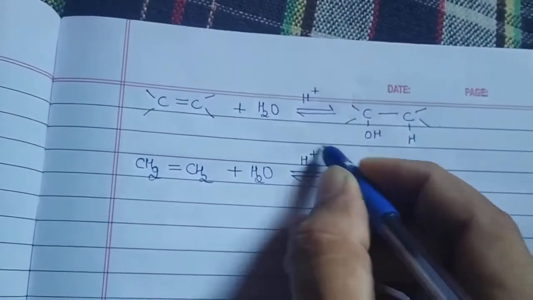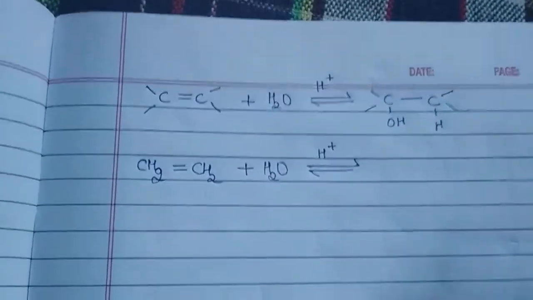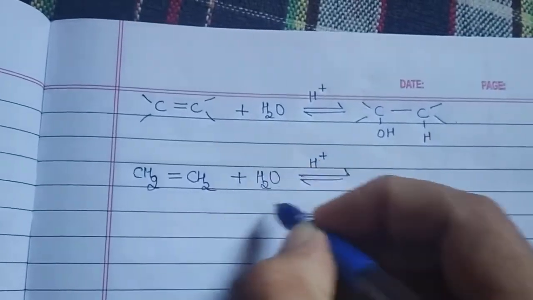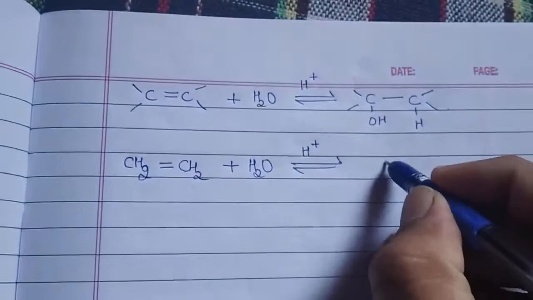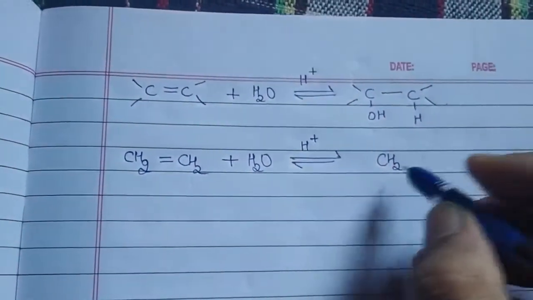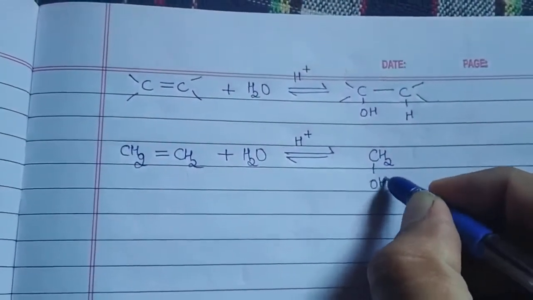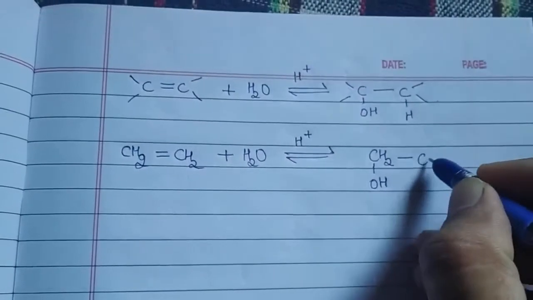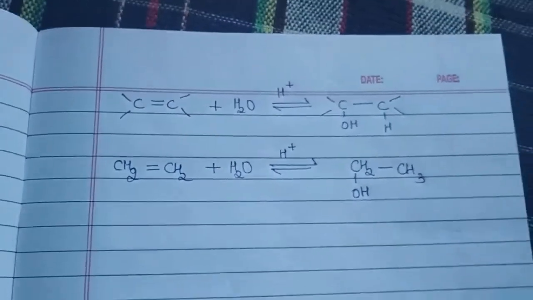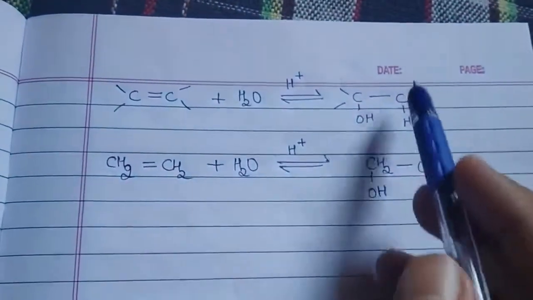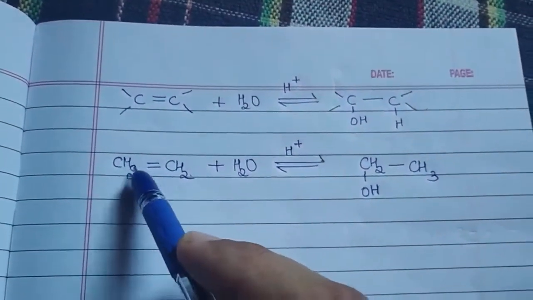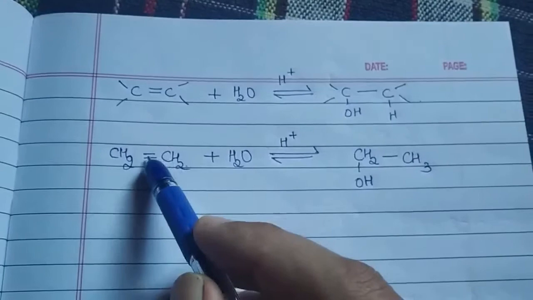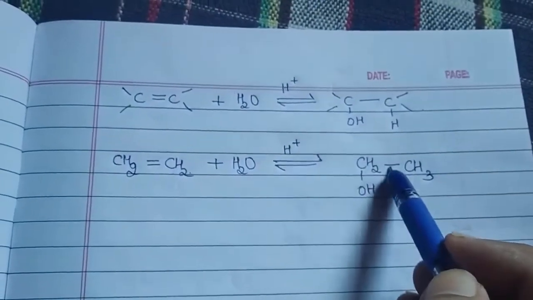H plus and OH minus, in the presence of acid. So what happens now? Of course this H2O will disintegrate as what? H plus and OH minus. So what happens then is that when an OH attaches to a CH2, the H attaches to the CH. When an H comes to CH2 it becomes CH3, and when an OH comes to CH2 it becomes CH2OH. The double bond becomes a single bond.